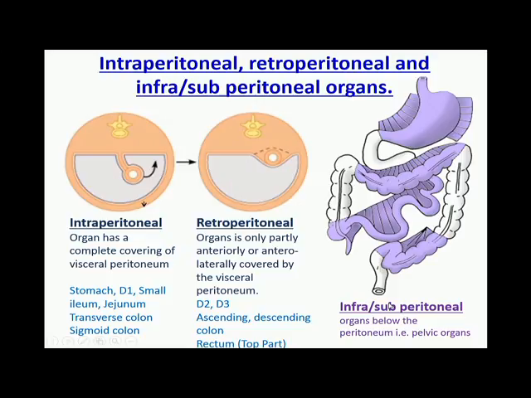Then the last one is infra or subperitoneal, meaning they are below the peritoneum. The sub or infraperitoneal structures are your pelvic organs. So you have the anterior abdominal wall peritoneum, which goes down and becomes the posterior abdominal peritoneum. Anything below that is infra or subperitoneal. Your uterus, ovaries, fallopian tubes, and bladder are below the peritoneum. They are not retroperitoneal, they are below. Retro is behind. Below. Okay? Most of your pelvic organs are subperitoneal.